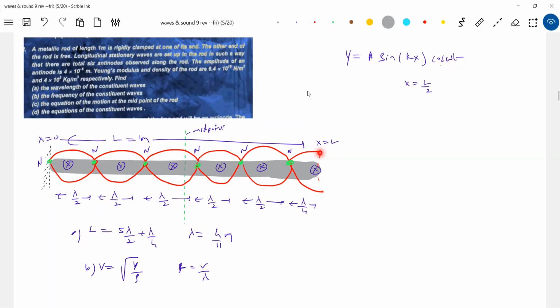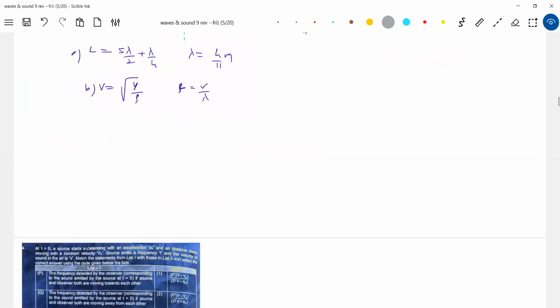So you should define at t equals 0, what about this particular end? If it is at mean position, so substitute x equal to L, then it should have velocity. So when you differentiate, its velocity should be non-zero. In that way, it should be written. Okay, just a simple idea. We'll take the next one here.